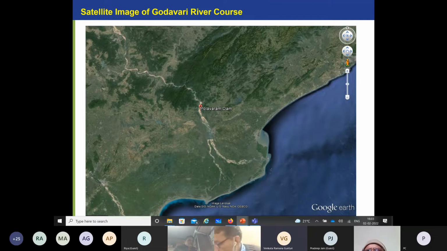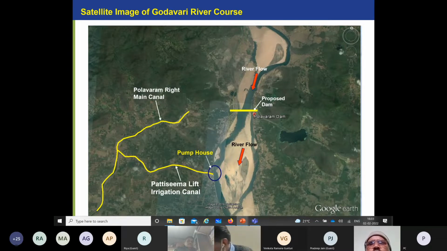This is the satellite image. This is where the dam is being proposed. It is about 2 to 2.5 kilometers in length. The height is not a lot. It is about 40 to 45 meters. It keeps varying. The river flow is in this direction.